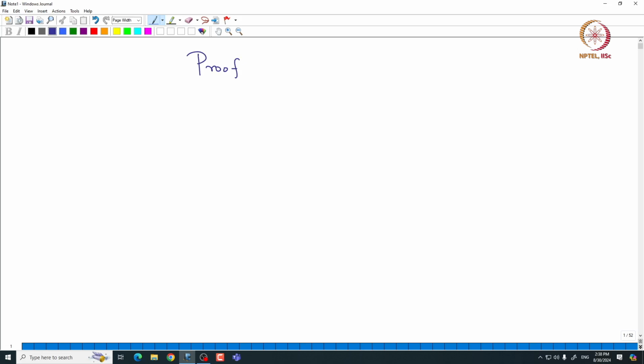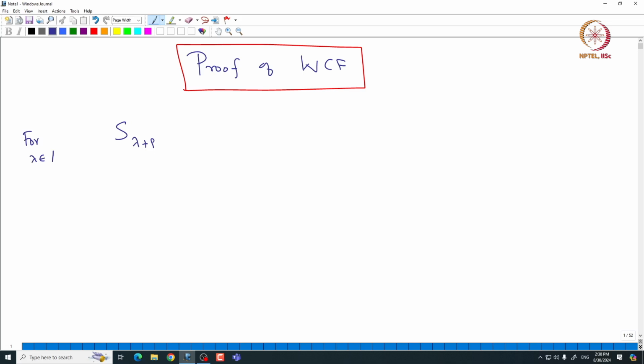Welcome back everyone. In this lecture we will see a proof of the Weyl character formula. So let us state the statement. Recall we have the following notation. For lambda dominant, we define S lambda plus rho to be the Weyl sum, the sum over sigma of sign sigma times e power sigma of lambda plus rho, where sigma varies over the Weyl group. Recall the Weyl group is nothing but S n plus 1.